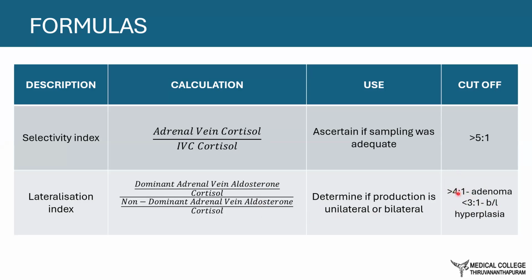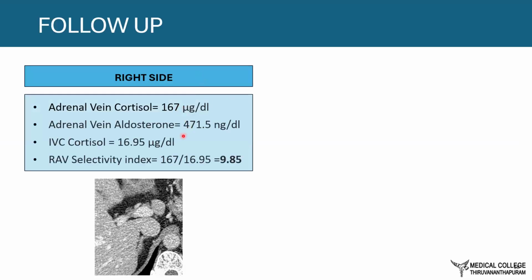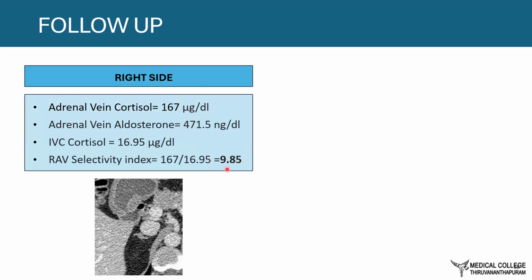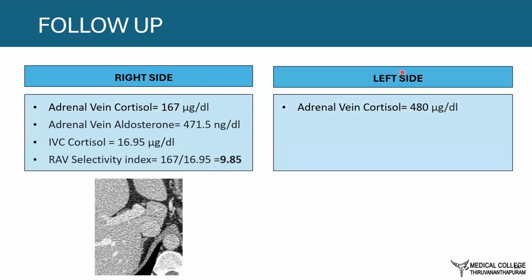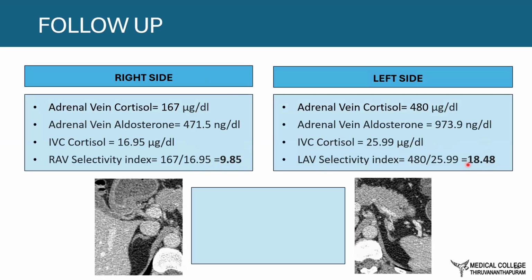But if you get the lateralizing pattern, that means that if that side adrenal gland is removed, the likelihood of the patient's hyperaldosteronism responding is very high. So in this particular patient, we got these values. The selectivity index on the right side was 9.85. So it's more than 5, meaning the right side sample was adequate. Similarly, on the left side, these were the samples. On the left side also, the sample was found to be adequate.